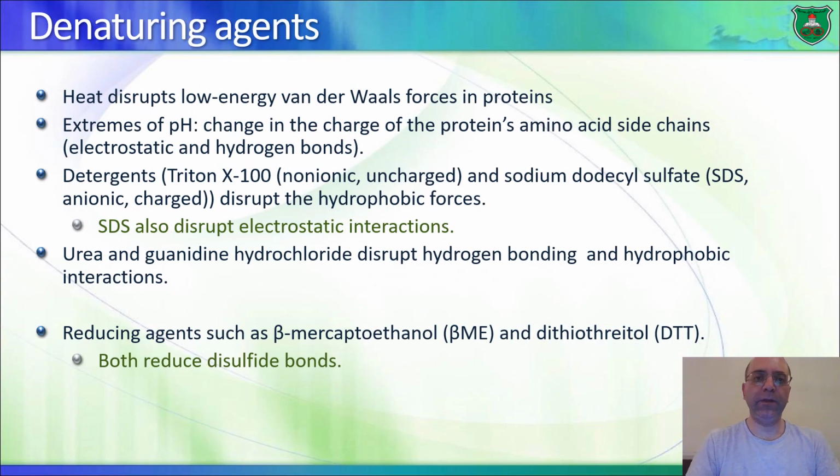Now, there are a number of factors that do affect protein structure and cause protein denaturation. One of these factors is heat. What happens is that upon increasing temperatures, there would be a lot of kinetic energy in electrons, and that disrupts the van der Waals interactions between the different atoms, and that causes protein destabilization and protein denaturation.